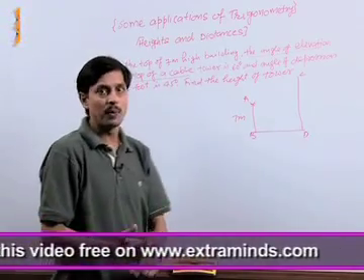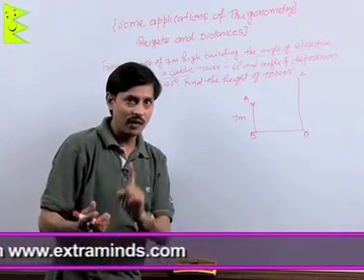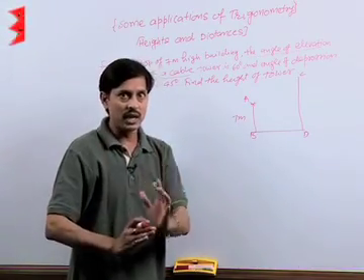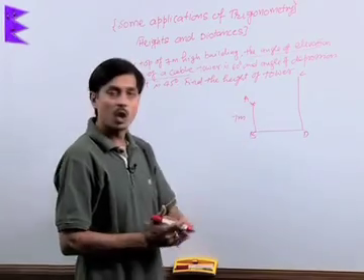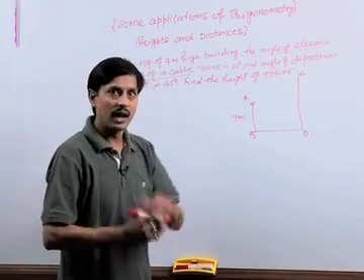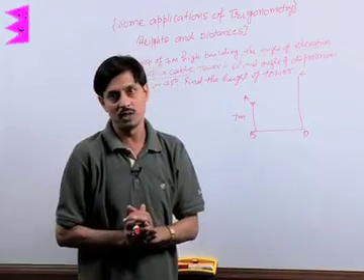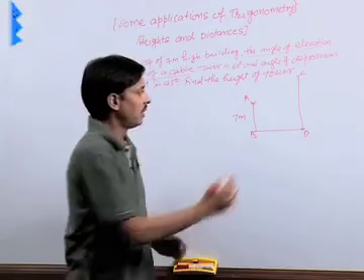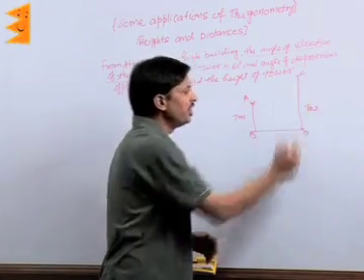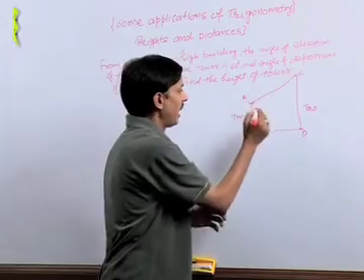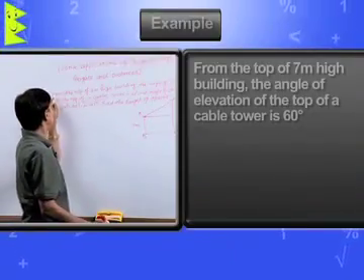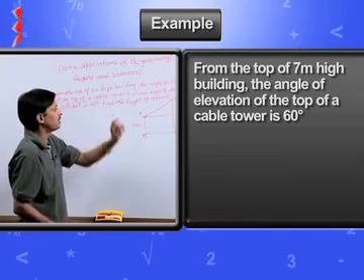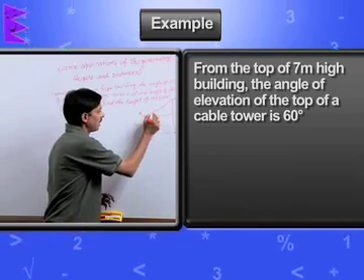The only possibility of an angle of elevation is when we are looking from lower to upper. It means that obviously we are on the top of the 7 meter high building and we are making the angle of elevation from this situation. So automatically we must understand that the tower CD is the higher one. As written, from the top of the 7 meter high building, the angle of elevation of the top of the cable tower is 60 degree. So this angle is 60 degree.